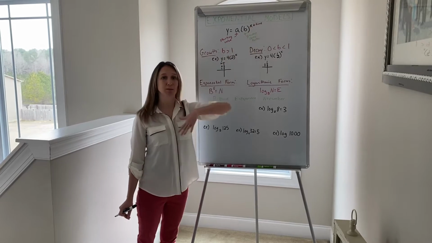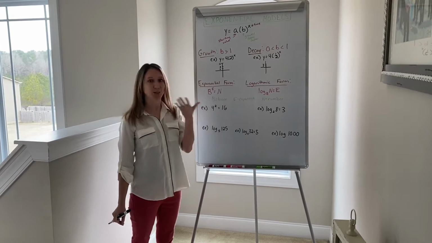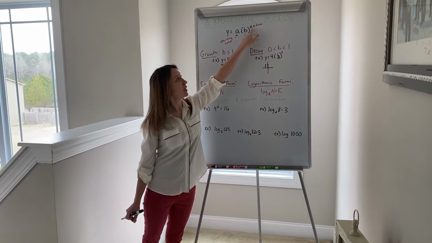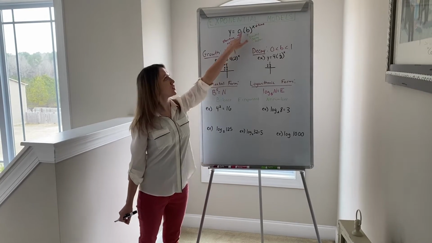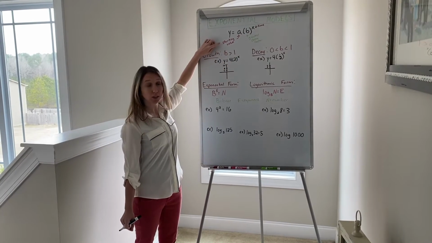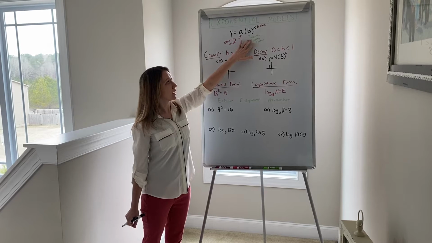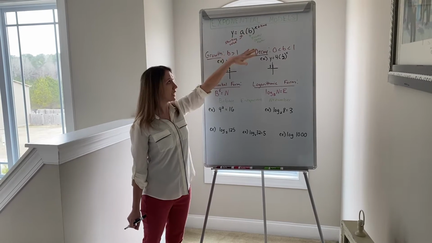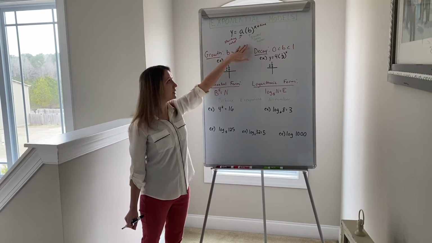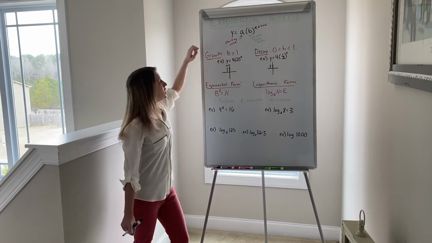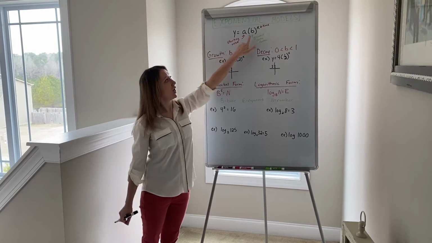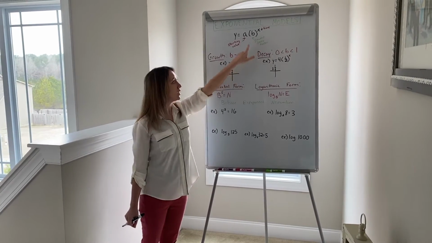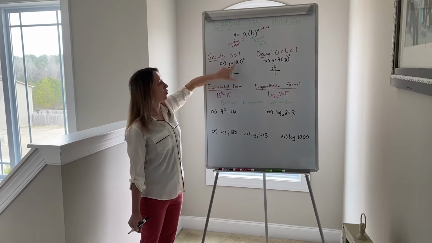Now what makes an exponential function or model an exponential is that the exponent is the variable. So this first value right here, the a, is your starting value. The b is your growth or decay factor, so it's either going to go up or down based on if you're growing or decaying, and then x is your time. So with growth, this b value has to be greater than 1. So this is an example of an exponential growth equation.